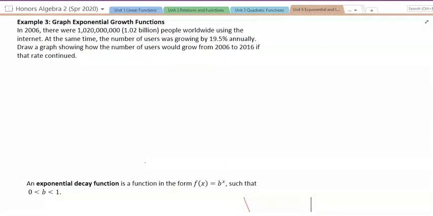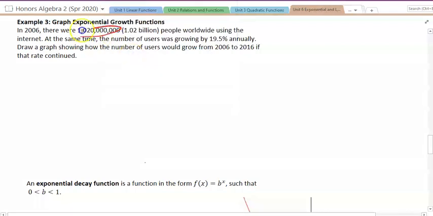So let's look at example 3, graphing exponential growth functions. And so in 2006, there were 1,020,000,000 people, or 1.02 billion, worldwide using the internet. At the same time, the number of users was growing at 19.5% annually. Draw a graph and show the number of users, how they would grow from 2006 to 2016 if the rate continued. And so let's talk about what function we're going to write here.